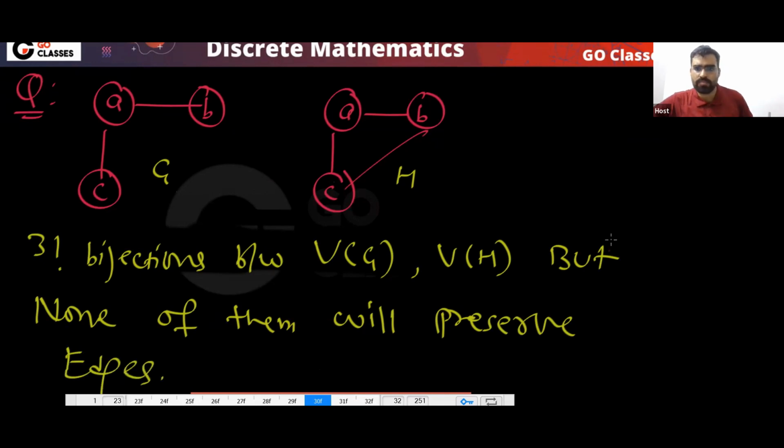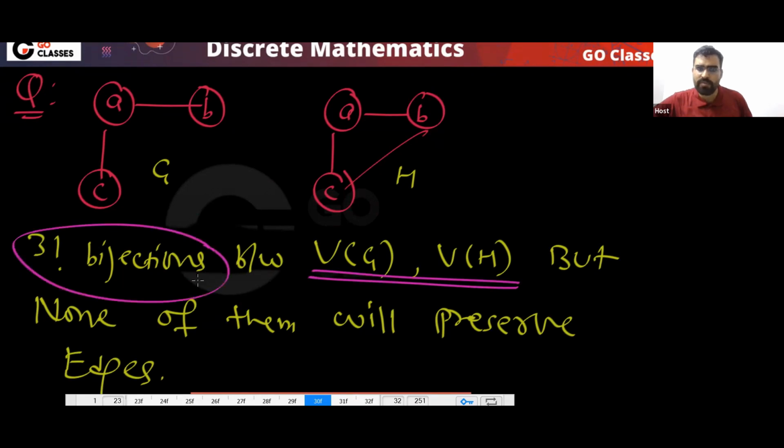Whatever you do, it's very simple. There is a bijection. Don't say there is no bijection. There are 3 factorial bijections between V_G and V_H. We have bijections, but they don't preserve edges. Whatever bijection you create, that will not preserve edges.